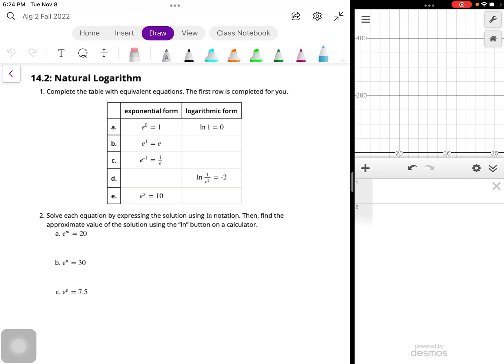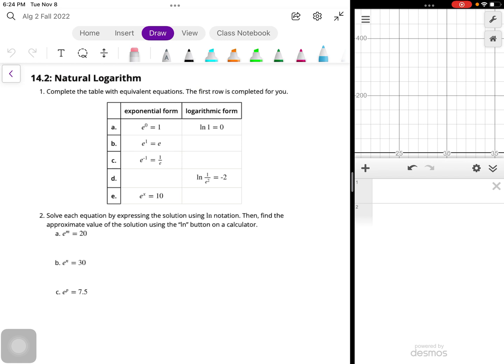All right, let's take a look at Unit 4, Lesson 14. We're going to go ahead and skip the first piece of the lesson and move right into the second part, natural logarithm. So we're going to complete the table with equivalent equations. The first row is completed for you.